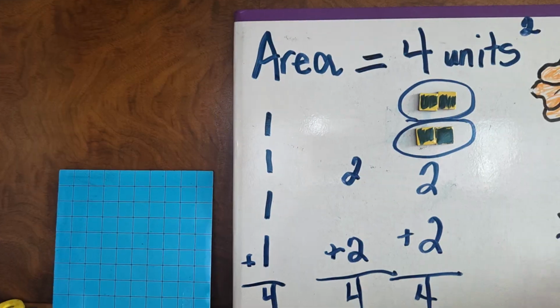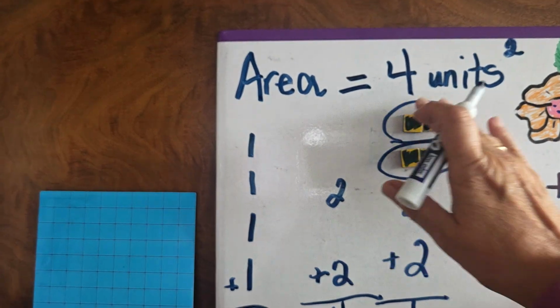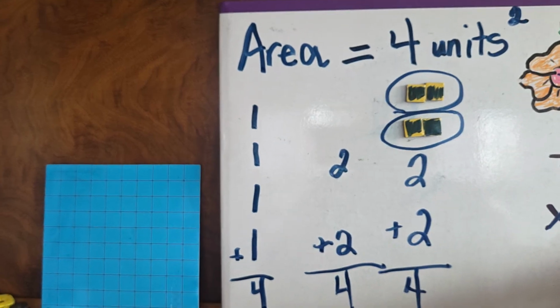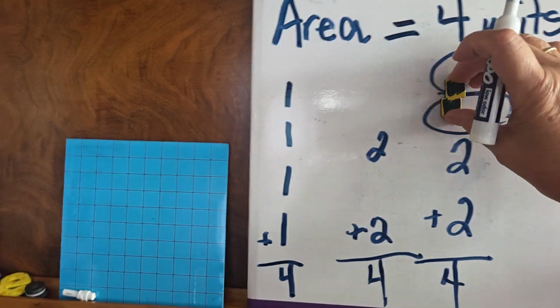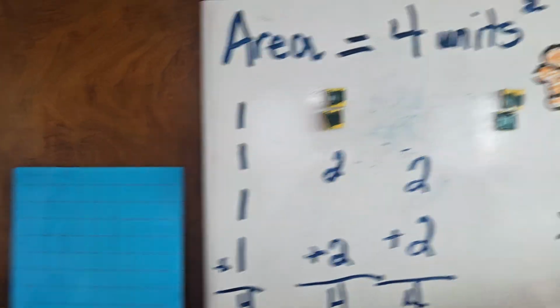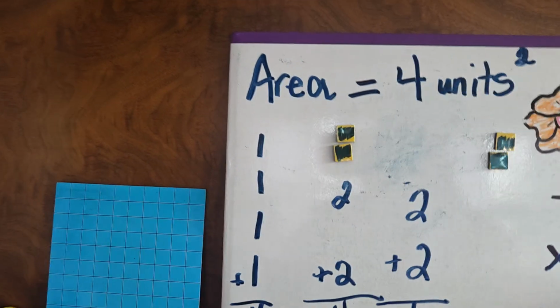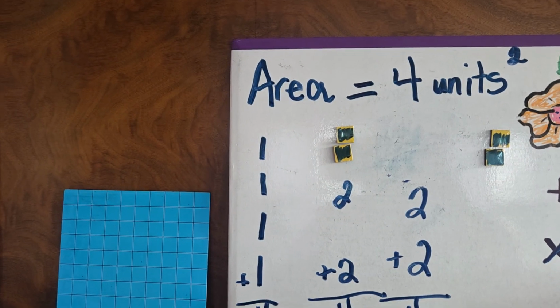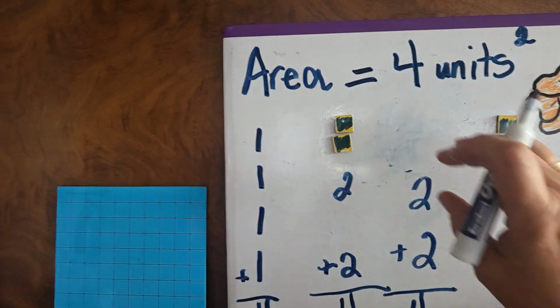Or you can look at what's inside. You can kind of break it into groups. You're like, wait a minute, I see some twos. 2, 4. Count by twos. Or we can go like this and count by twos. 2, 4. But one way or the other, we have to count everything that's on the inside. We can't leave anything out. So we just did a bunch of addition.